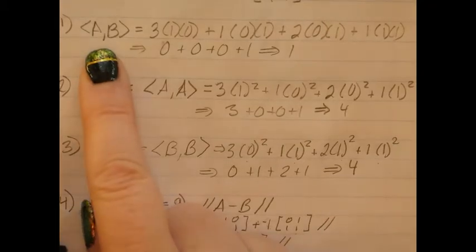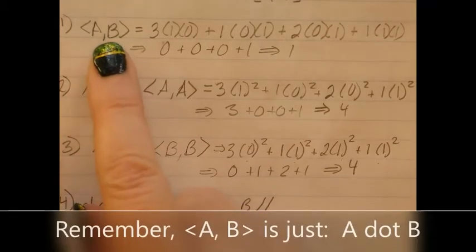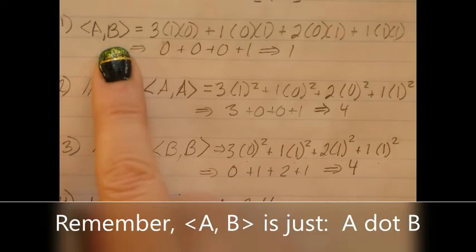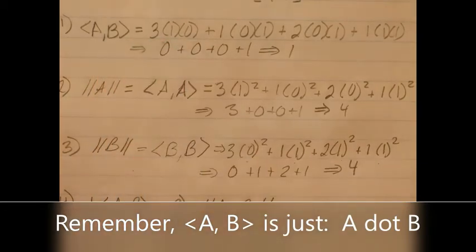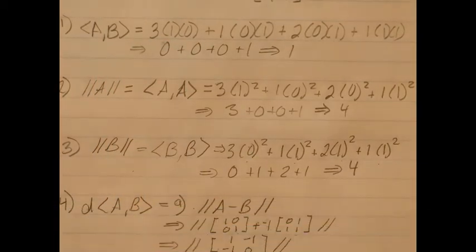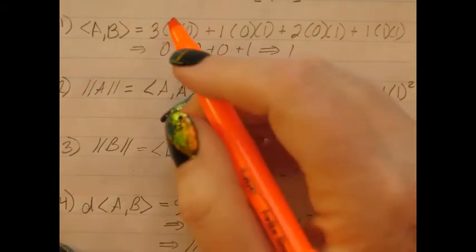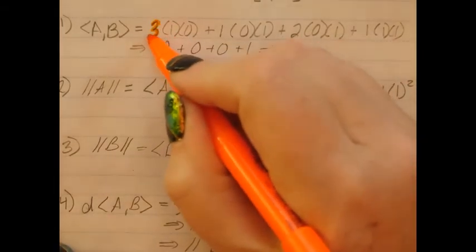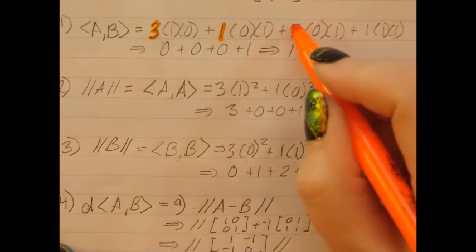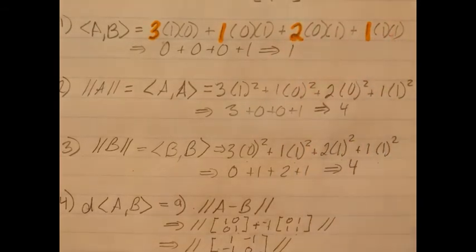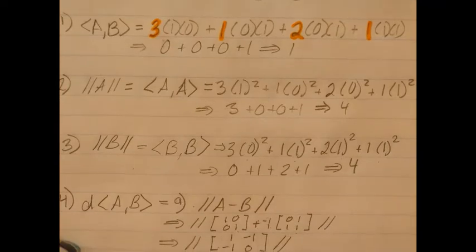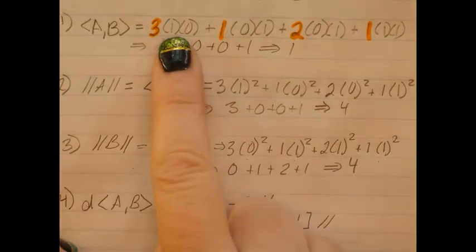Step 1, if we find the inner product of AB, this just means the dot product. Now all of these coefficients in front, such as the 3 and the 2, these all come from the formula, so to speak, of what they gave us. That's where those coefficients come from. So the rest of that is basically coming from the matrix.